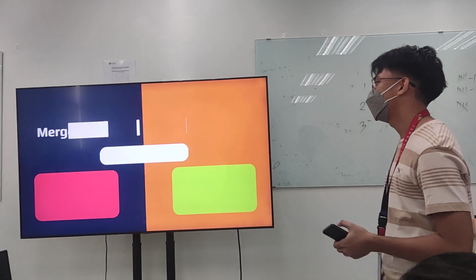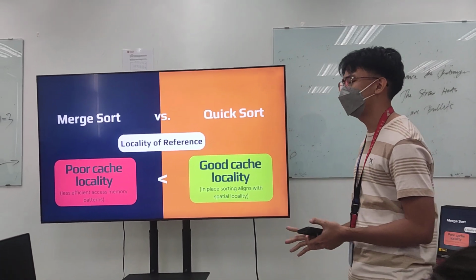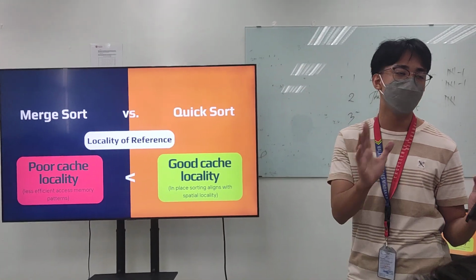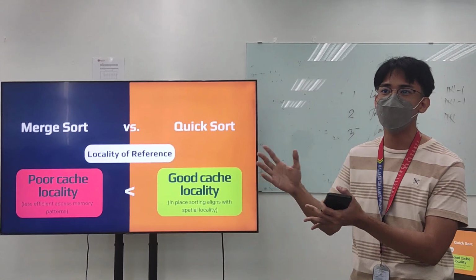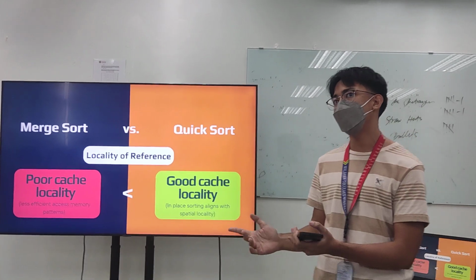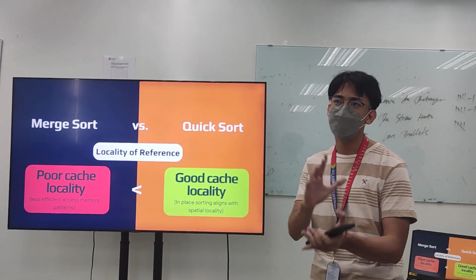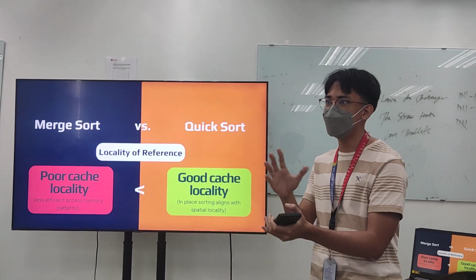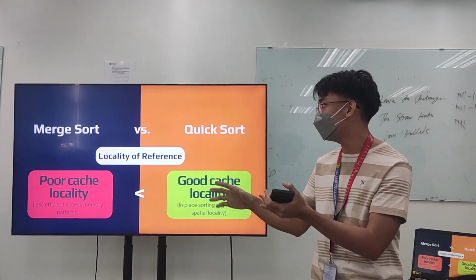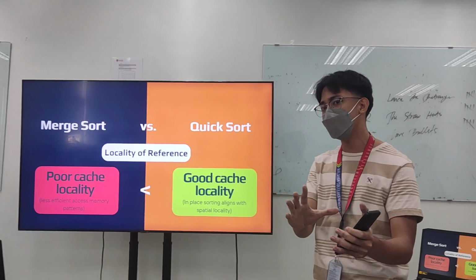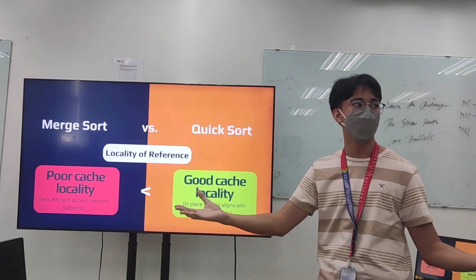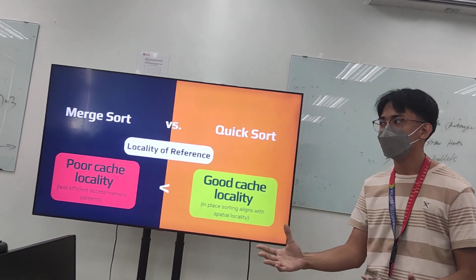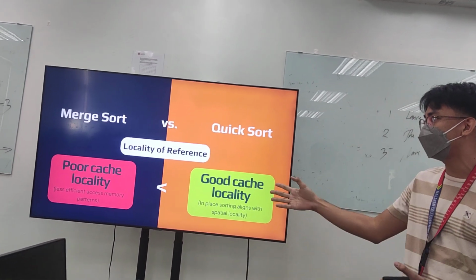The next one is locality of reference. So what is locality of reference? It's about how your system will access data in your memory. For example, if you store data in memory, you put this data in memory addresses. So your system accessing these memory addresses is the locality of reference. Whenever the memory addresses are far away from each other, it is harder for your system to access them. Right? So that's the poor cache locality, which is merge sort.